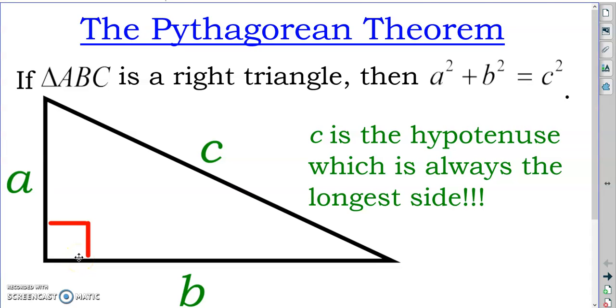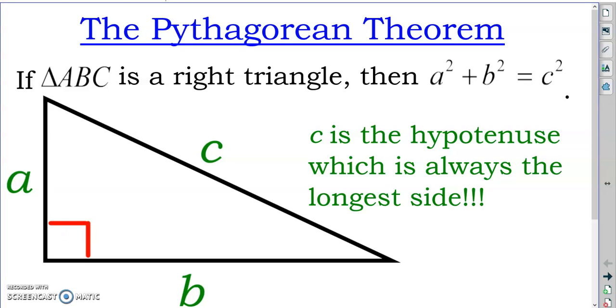All right, section 4.5 is the Pythagorean theorem converse. So we learned the Pythagorean theorem that a squared plus b squared equals c squared. So leg squared plus leg squared equals hypotenuse squared. C is always the hypotenuse, which is always the longest side. Okay, the hypotenuse is always the longest side.